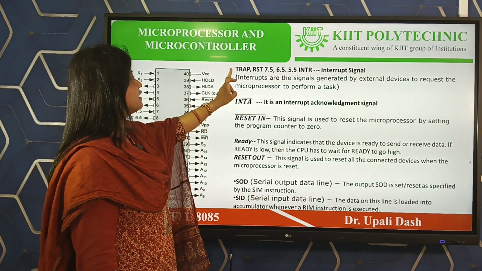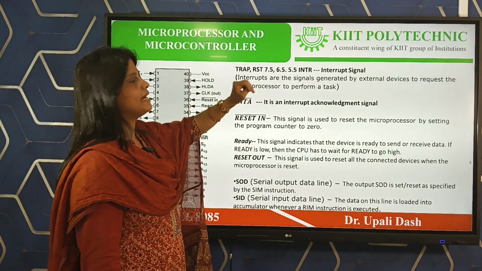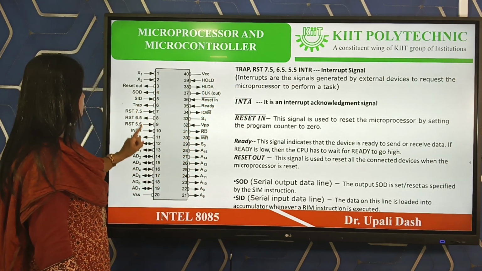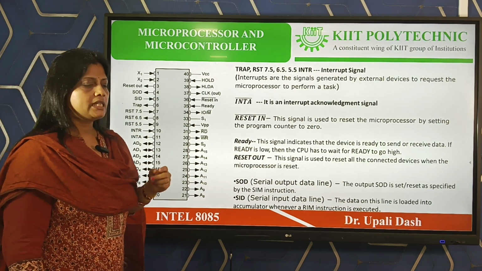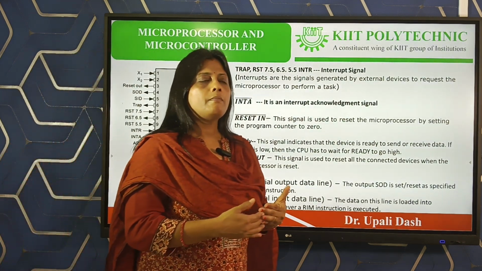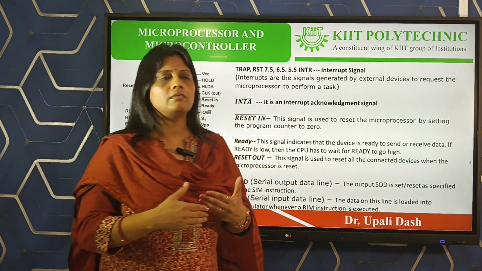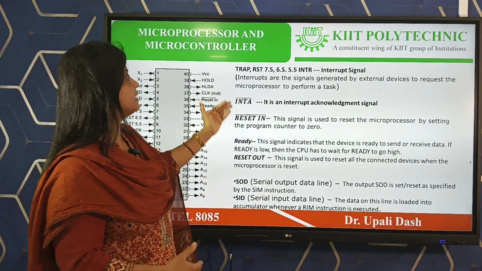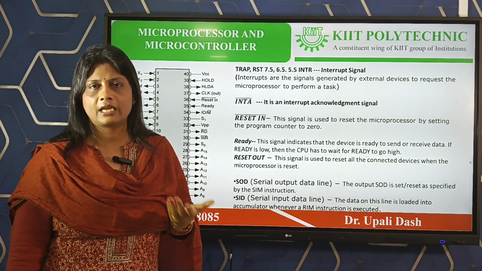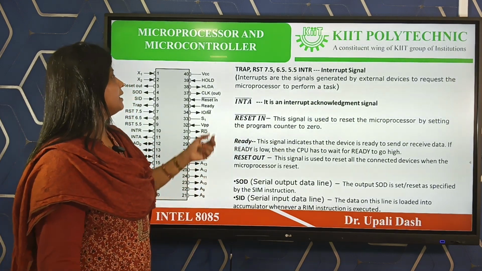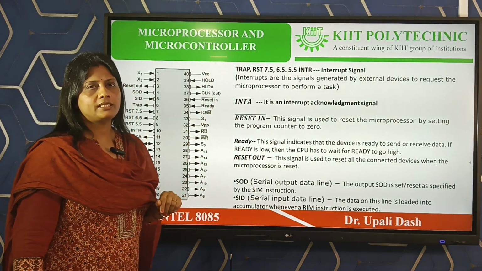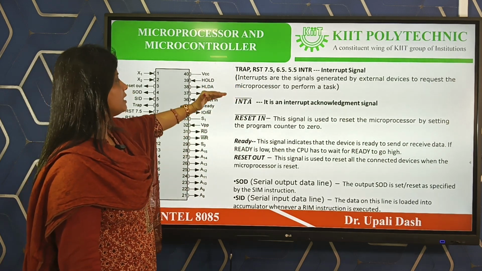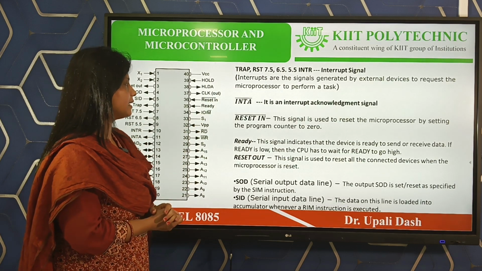Similarly, TRAP, RST 7.5, 6.5, 5.5 and INTR. There are 5 signals at a stretch. You can see pin number 6 to pin number 11. That means these pins are interrupt signals. They request the processor to hold their task and to attend them. These request signals are sent by the peripheral devices like input or output devices. And INTA bar is the acknowledgement signal. When some interrupt signal is given to the processor, the CPU acknowledges through this INTA bar signal.